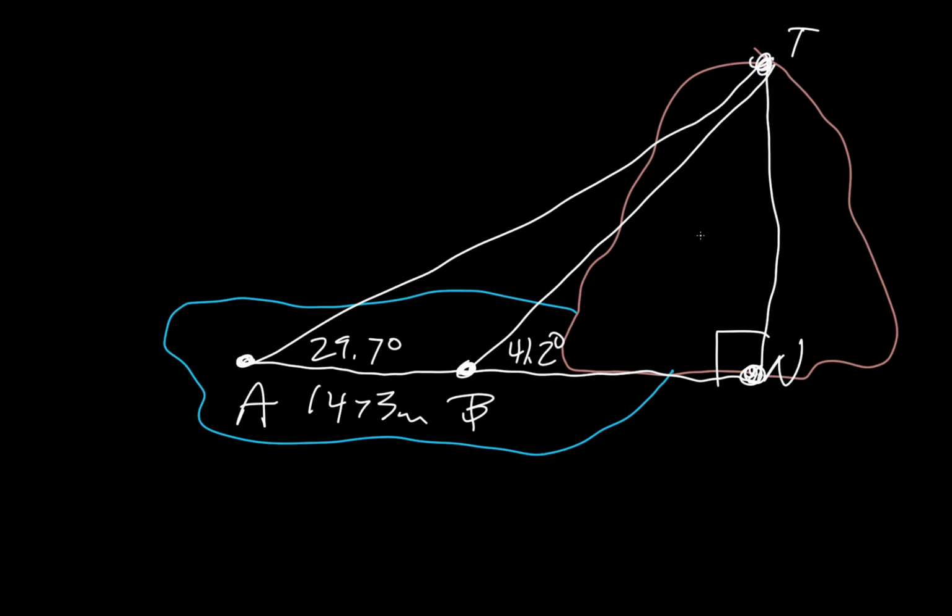So the final answer that we want is the height, which is the distance from N to T. Okay, this is my water, this is my mountain, all that cool stuff. Now we're going to use the law of sines to solve this. We don't quite have enough information, and so I'm going to find this angle first. So to do that, it's going to be 180 minus 41.2.